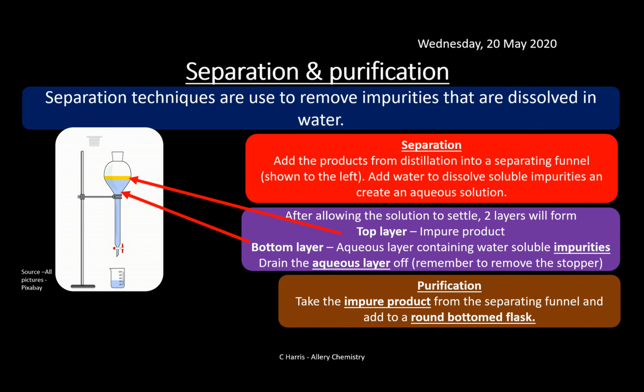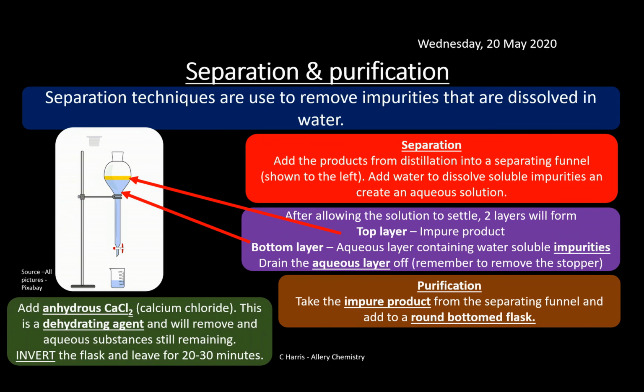Okay, so purification. We take the impure product, this layer here, from the separating funnel, and add it to a round bottom flask. All our soluble impurities have now been drained off. We may still have insoluble impurities in here, for example water, so we've got to remove the water from that substance. Anhydrous calcium chloride, CaCl2, can be added to our impure organic product, and we can give it a shake. We invert the flask and leave it. The anhydrous substance will remove any water or aqueous substances floating around in this, and it gives us a purer product.